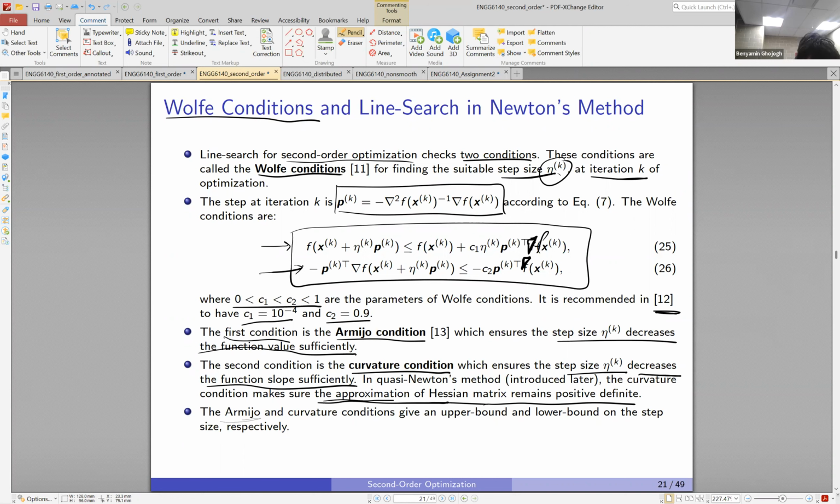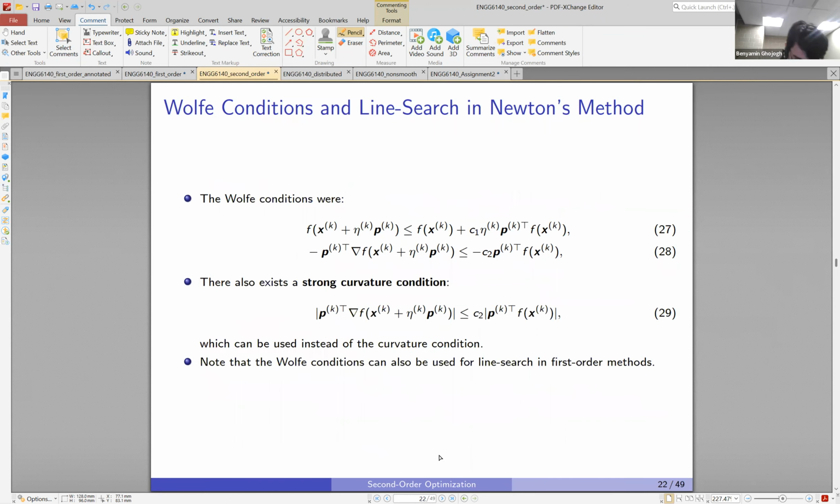And the Armijo condition gives an upper bound for eta. This is determined by the Armijo condition, and the curvature condition gives the lower bound for eta. So they sandwich eta. They give a range for eta, an acceptable range for eta.